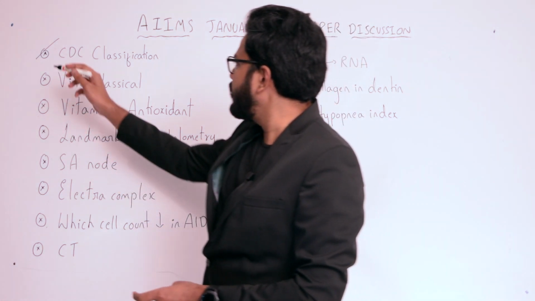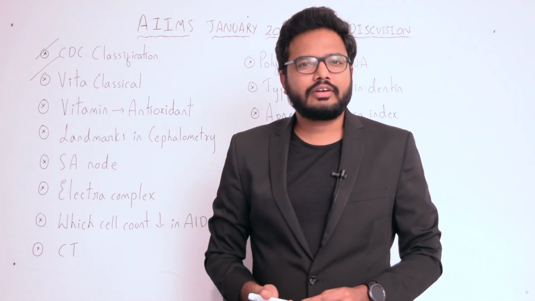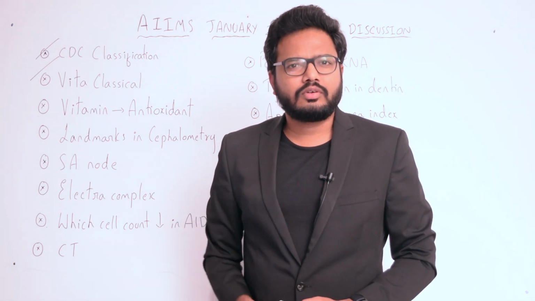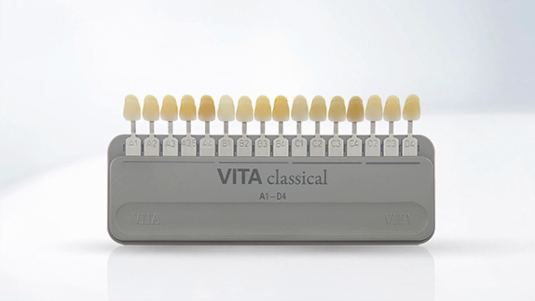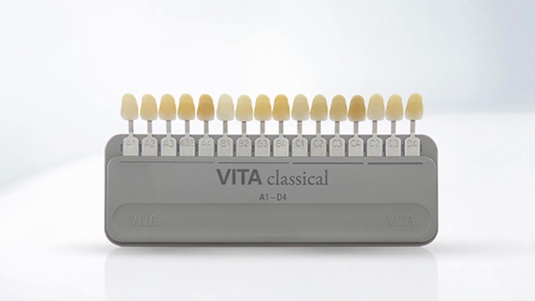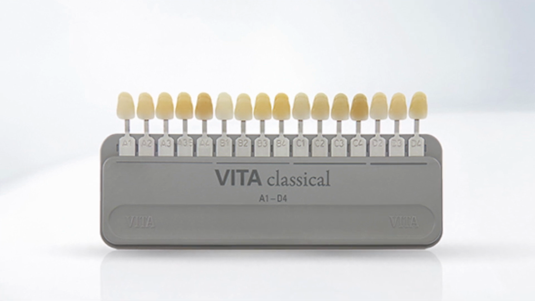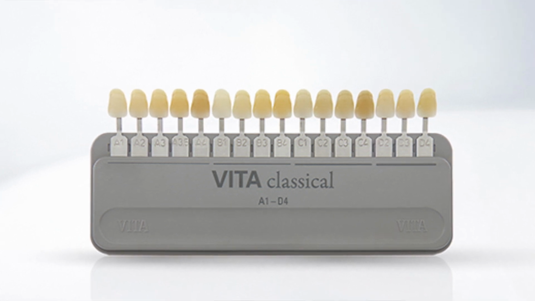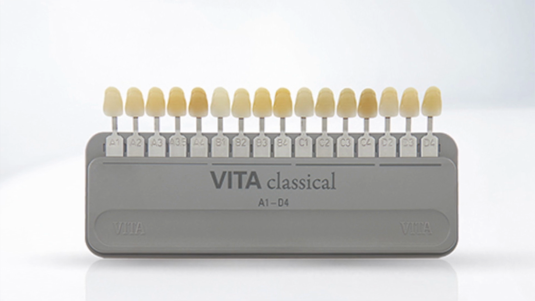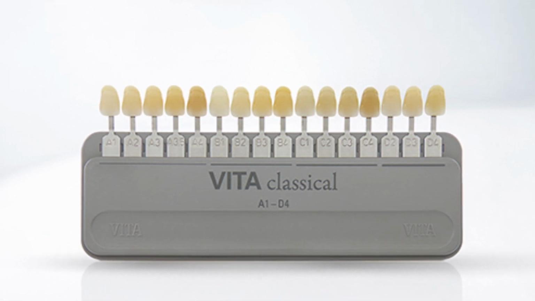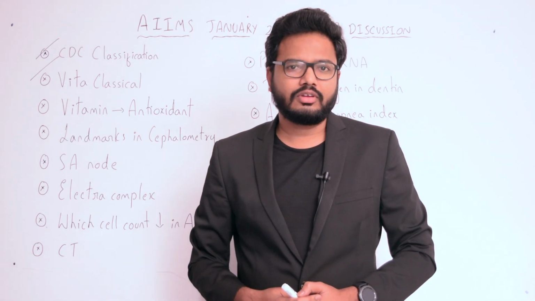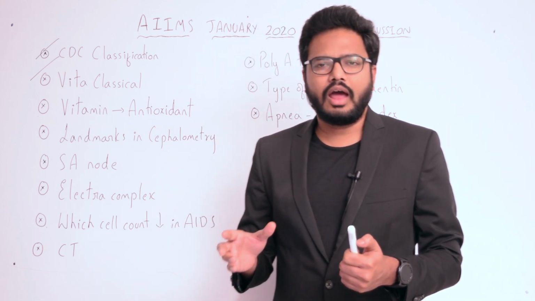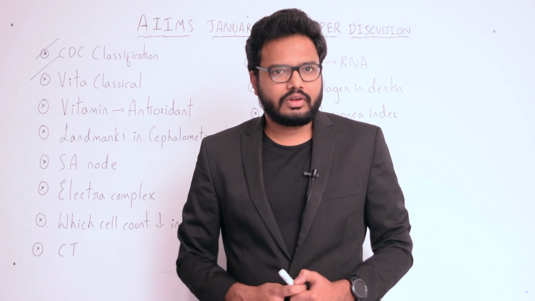Okay, now moving on to the next topic, Vita Classical Shade Guide. I think more or less the same question appeared last year in November as well. If you observe the image, we have various categorizations of these shade tabs into A, B, C and D based on the hue. So this is Vita Classical A1 to D4. A1 to A4 represent reddish brownish hue, whereas B1 to B4 is reddish yellowish, C1 to C4 is grayish shades, and D2 to D4 are reddish gray, right? It's even given on the official Vita website. So just have an idea regarding this shade guide, which is very important.